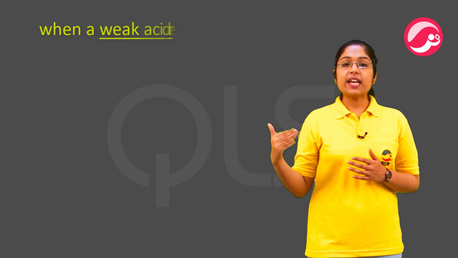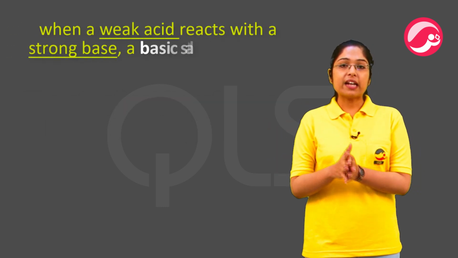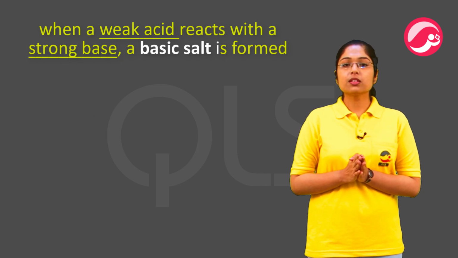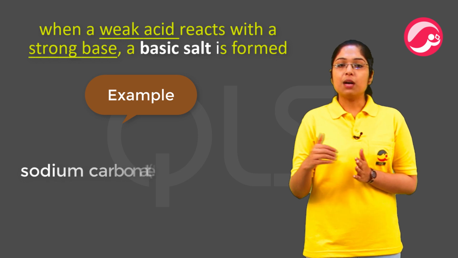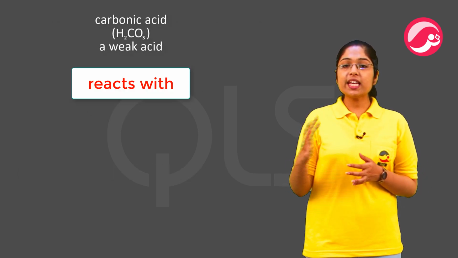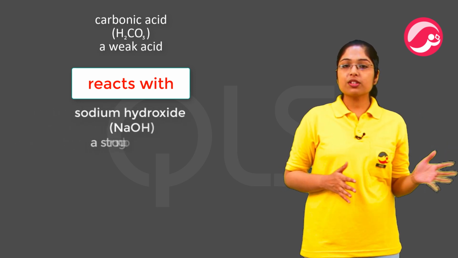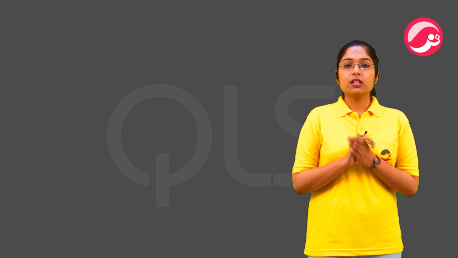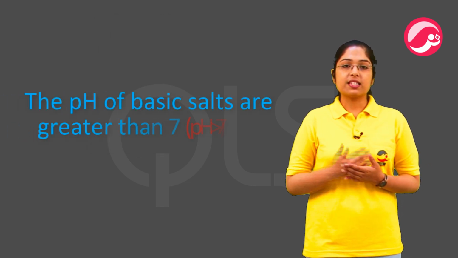And when a weak acid, जब एक weak acid react करता है strong base के साथ, a basic salt is formed. For example, sodium carbonate. Sodium carbonate is formed when carbonic acid, which is a weak acid, reacts with sodium hydroxide, a strong base. The pH of basic salts is greater than 7.